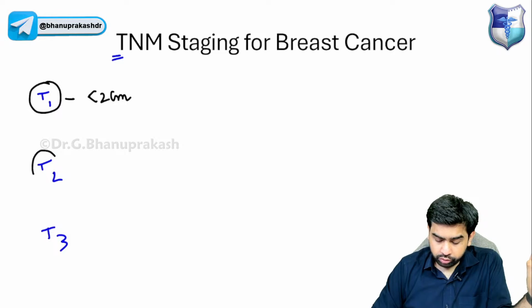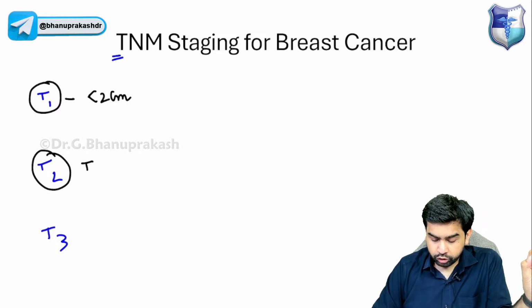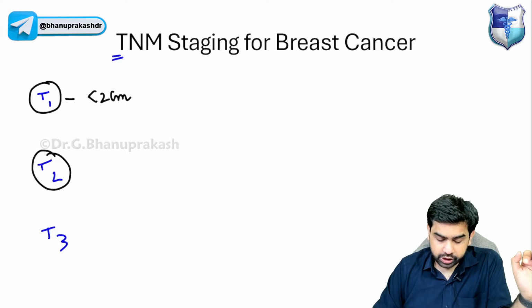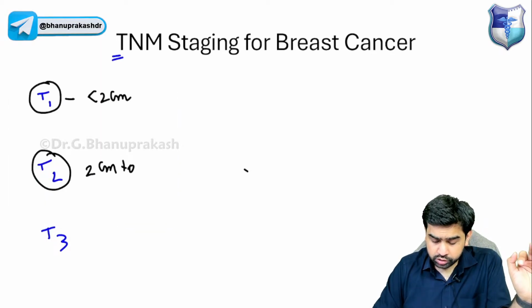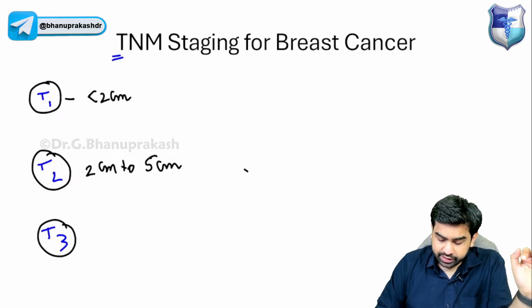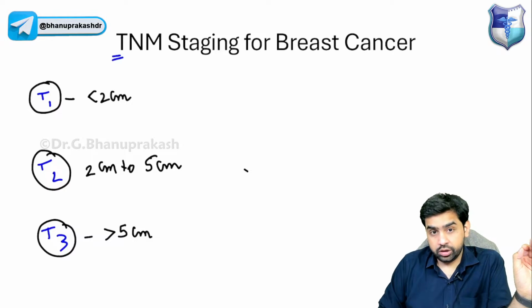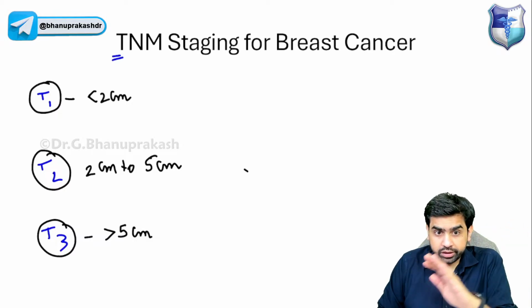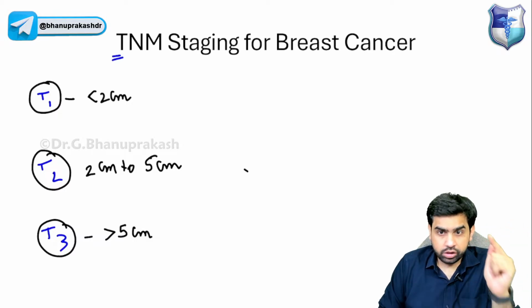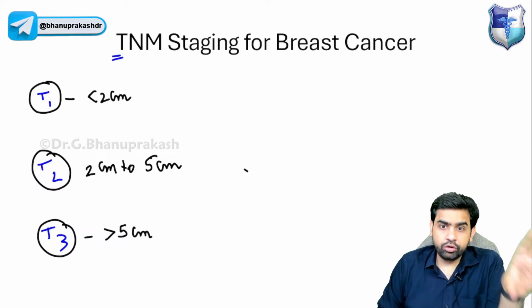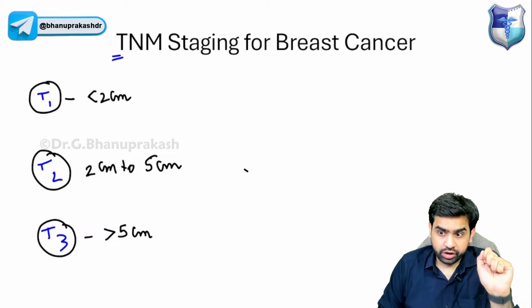What about T2? T2 is when the size of the tumor is 2 centimeters to 5 centimeters. What about T3? T3 is when the size of the tumor is more than 5 centimeters. So T1 is less than 2 centimeters, T2 is 2 to 5 centimeters, and T3 is more than 5 centimeters. All are limited to the breast tissue. I hope you have understood this point.